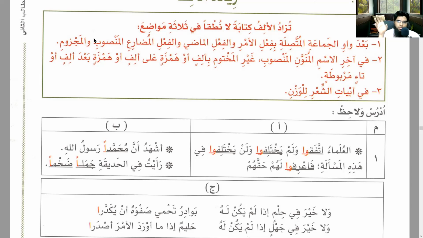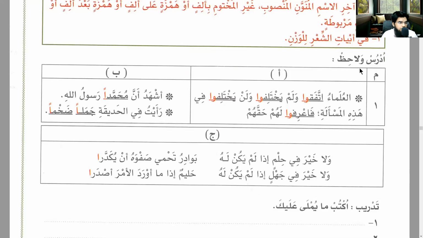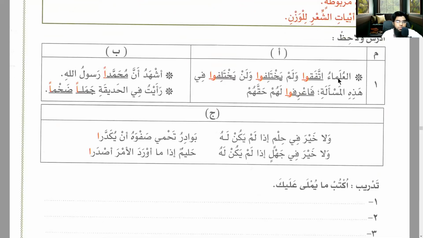Wazn is the balance, for word balance and so on. For example, he gives examples. Udrus walahid. Al-ulama ittafaqu. This is madi. ولم يختلفوا ولن يختلفوا في هذه المسألة فاعرفوا لهم حقهم. فاعرفوا لهم حقهم.